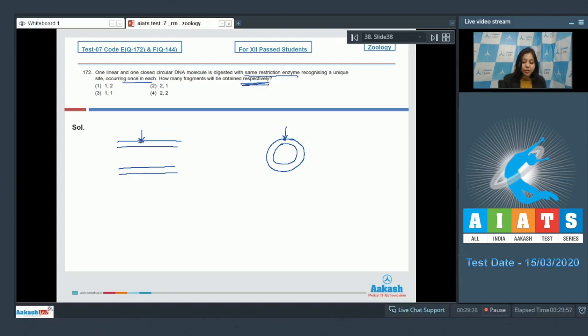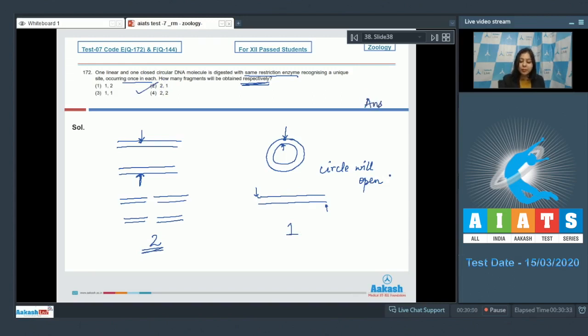So here, when the restriction endonuclease digests it, the linear DNA is going to break into two parts, like this. So how many fragments are formed? Two fragments. Whereas over here, when restriction endonuclease digests this one, the circular DNA opens up into a linear DNA. So how many fragments are formed? Only one fragment is formed. So here the correct answer should be 2 and 1. So the correct answer is option number 2. Moving ahead to the next question.